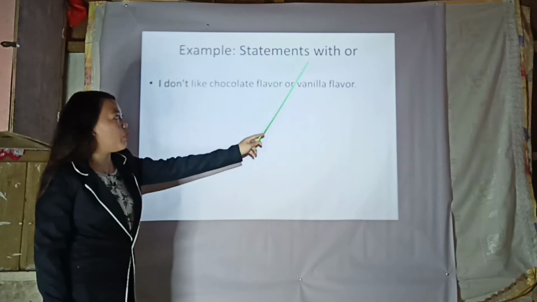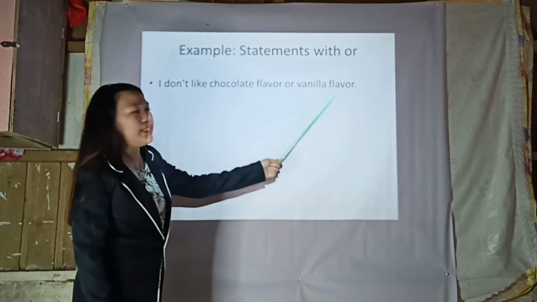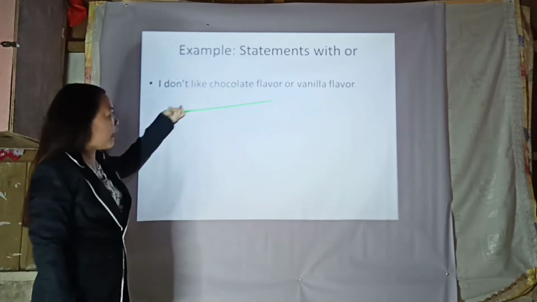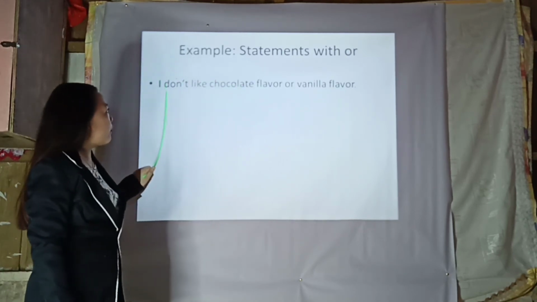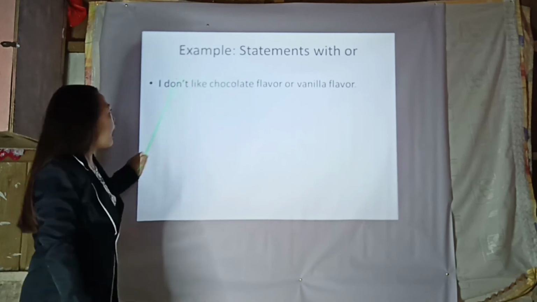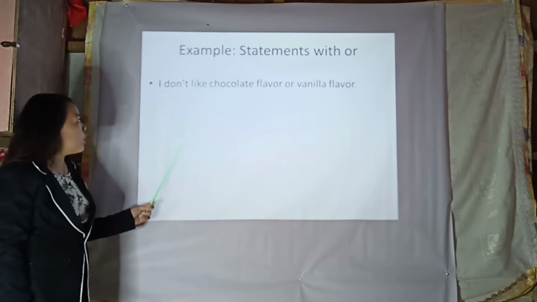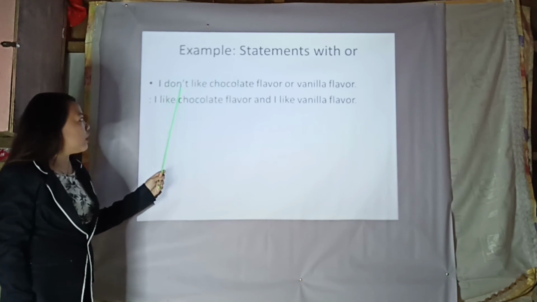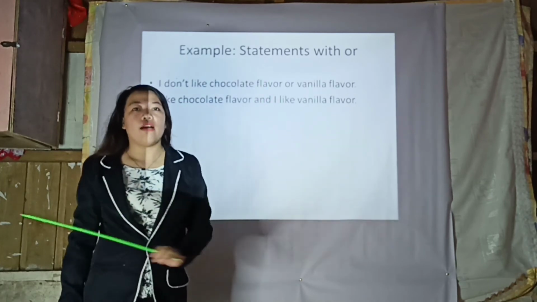Example of a statement with or. So, I don't like chocolate flavor or vanilla flavor. In this statement, both of them are negative, having don't in the first and the second. Therefore, the negation of this statement will be I like, which is the negation of don't, which is positive. So, I like chocolate flavor and I like vanilla flavor.